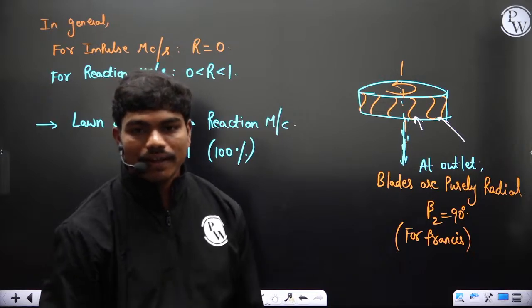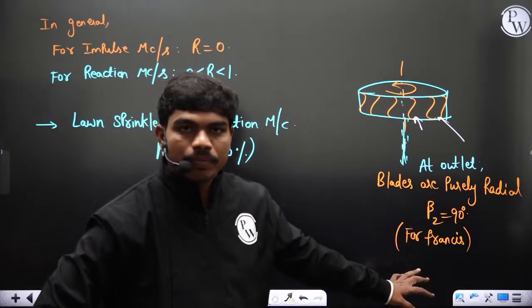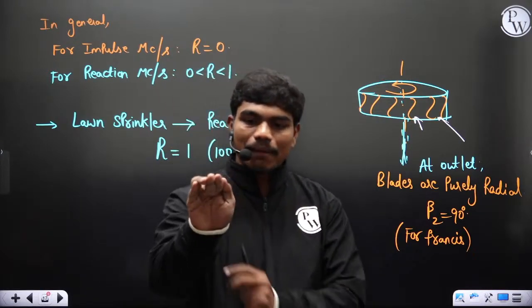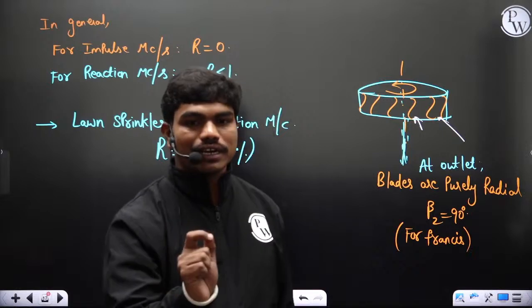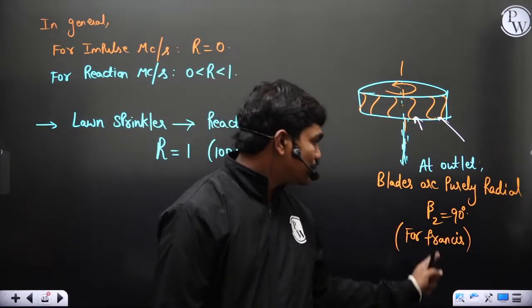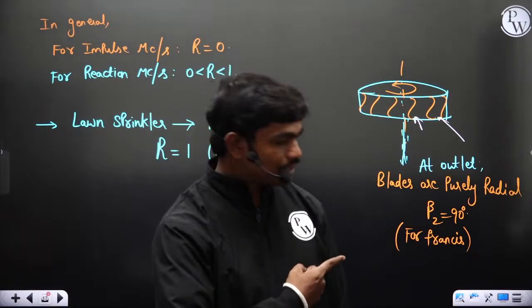Can anyone tell me why such a construction is done? Normally, do you know this point actually? In case of reaction machines, generally the blades will be turned completely radial at the outlet, so that means basically this beta 2 blade angle at the outlet is 90 is what they made. So can anyone tell me why? Any idea what happens if beta 2 is 90?